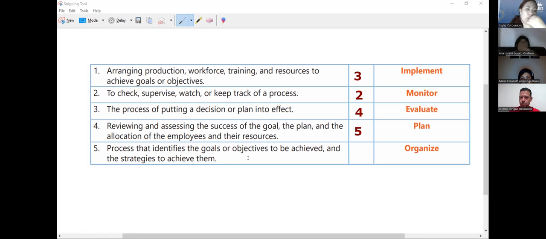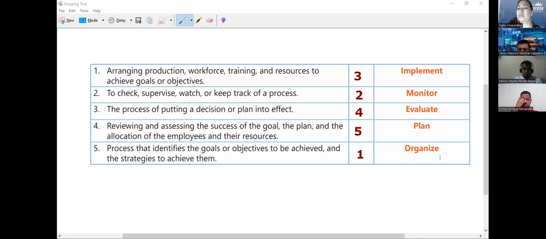And organize, this one should be difficult. Actually, the word organize is a synonym of arrange. Organize and arrange. Okay, so arranging production, workforce training, and resources to achieve goals or objectives. So basically, after you identify a goal, then you can make the arrangements to achieve the goals and objectives. But first you have to identify them. So first you plan, then you organize. Does that make sense? Yes.